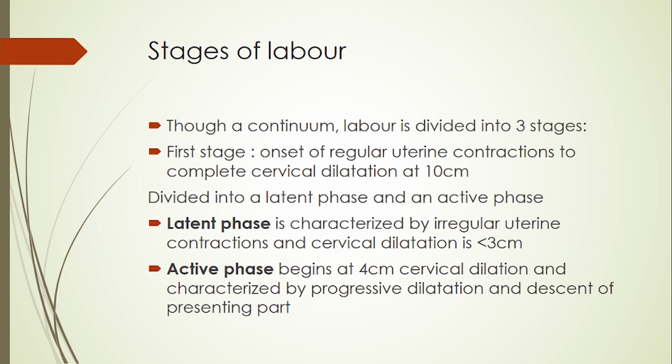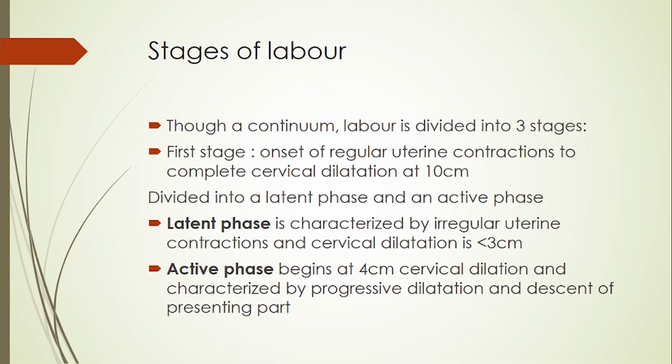This first stage means from the onset of uterine contractions to the point at which the cervix is fully dilated at 10 cm. It is also divided into two phases. We have the latent phase and the active phase. Why is this important? Because the latent phase is characterized by irregular contractions, even though there is progressive dilatation of the cervix. But when examined, it is less than 3 cm in dilatation. By the time the cervix in this stage becomes 4 cm dilated, we expect a progressive dilatation of the cervix and further descent of the presenting part of the fetus.